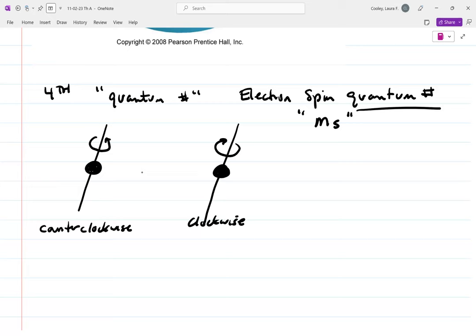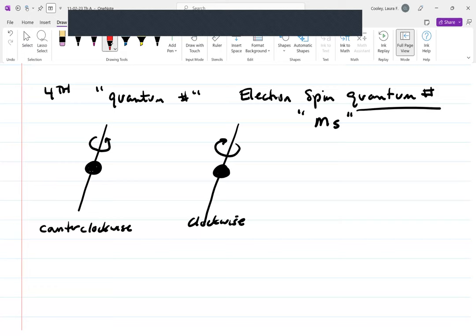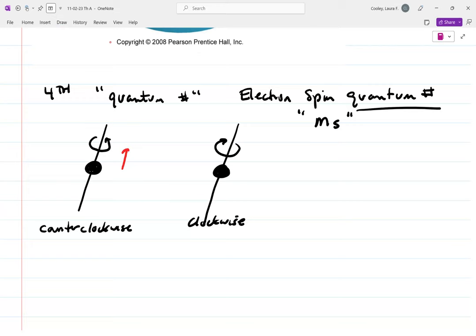And when it does that, it generates a tiny little magnetic field, because a spinning electron does generate a magnetic field. However, if it's spinning one way, it generates a little magnetic field in one direction. And if it's spinning the other way, it generates a little magnetic field in the other direction. This, by the way, same thing happens with nuclei and nuclear spin quantum numbers. That's all about MRI.